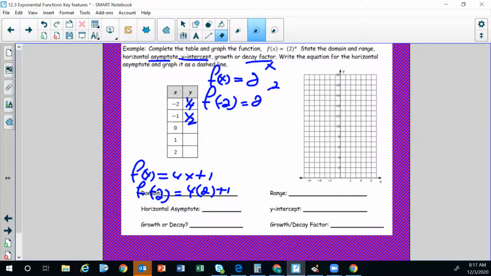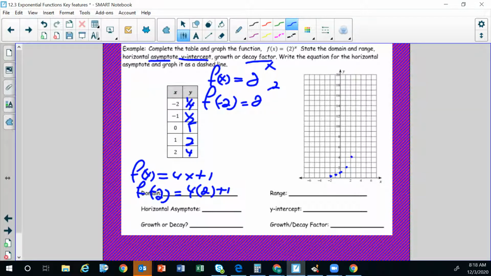2 and 2, I'm sorry, and 2, 4, this should be 1, okay? So let's go ahead and plot these points in the graph. So let's see. When x is negative 2, we have 1/4. Now that's going to be really close to the line, right? Negative 1/4 is somewhere around right there, all right? Negative 1 is 1/2. That's somewhere in the middle right here. And then 0 is 1. And 1 is 2. And 2 is 4. All right?